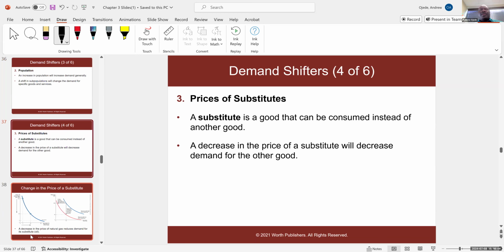Okay, the third factor, and here's where I want you to pay the most attention. The third factor which affects the demand, whether the demand curve shifts to the right or the left, depends on whether the goods are substitutes. Okay? So a substitute is a good that can be consumed instead of another good. Okay? So I can give examples of substitutes here.